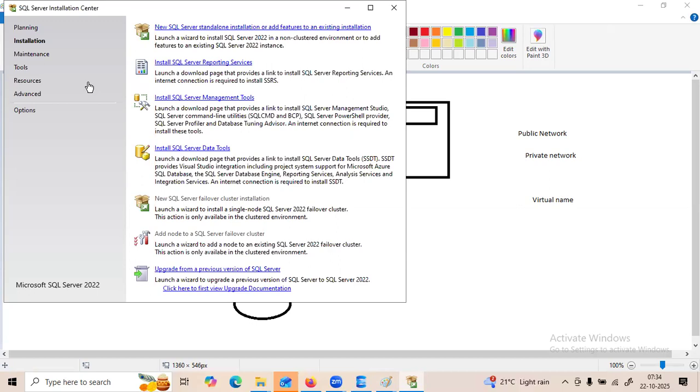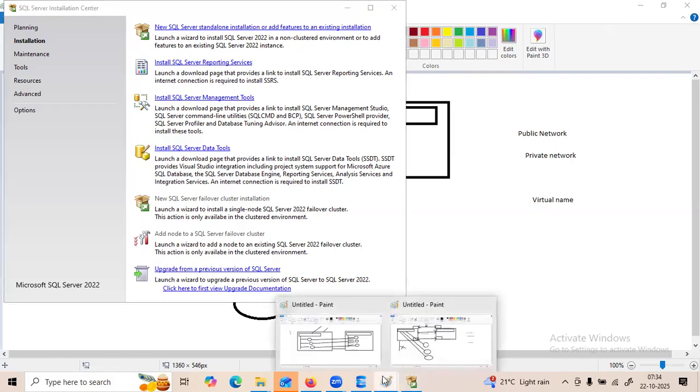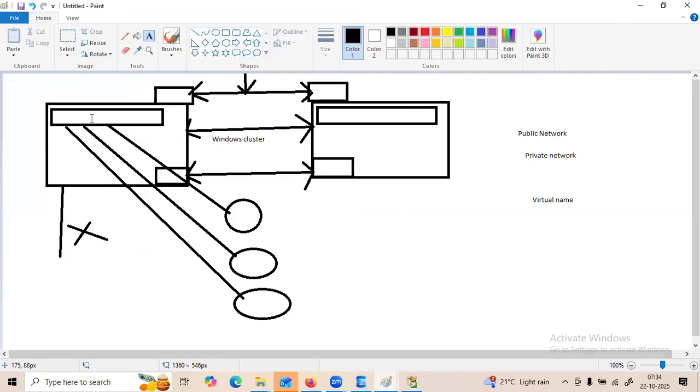But here we need two things: new SQL Server failover cluster installation and add node. First, go for new SQL Server failover cluster installation. We need to begin this from any one virtual computer or node. While installing the SQL Server, we have to choose the cluster disk, and then provide the virtual name, virtual IP address, and complete the SQL Server installation.